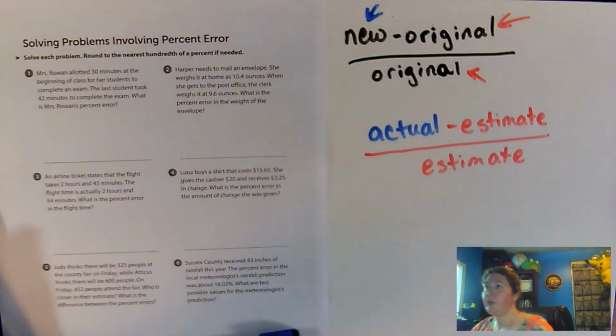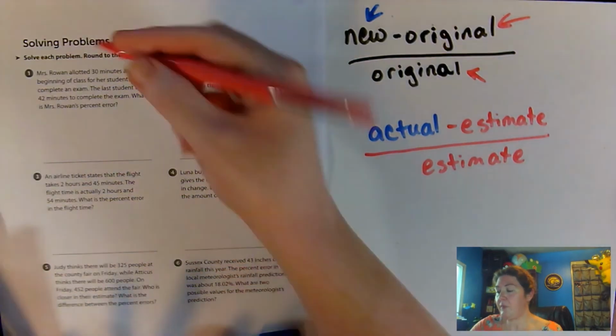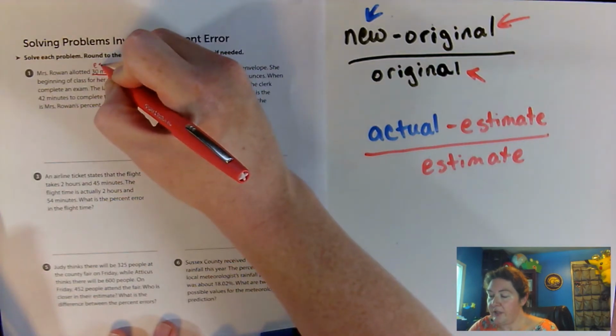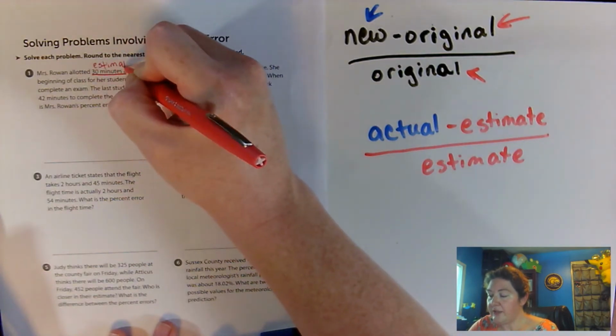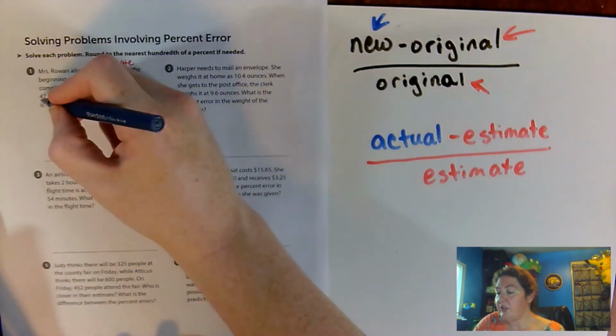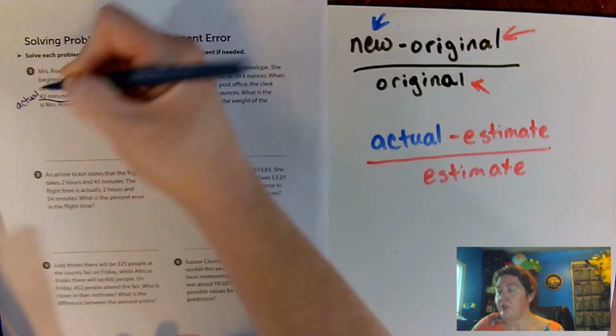So, here we go. Number 1. Miss Rowan allotted 30 minutes at the beginning of class for her students to complete an exam. The last student took 42 minutes to complete the exam. What is Miss Rowan's percent error? All right, we've got two numbers in here. 30 minutes is what she thought it was going to be. I'm going to call that my estimate. Then when they actually took the test, it actually took them 42 minutes.